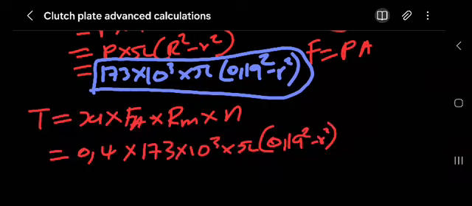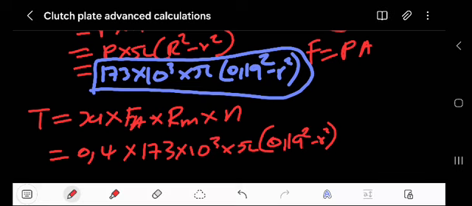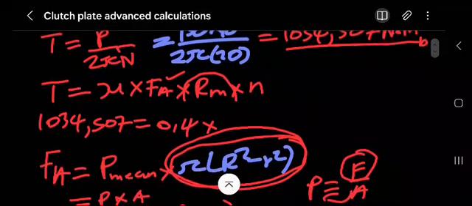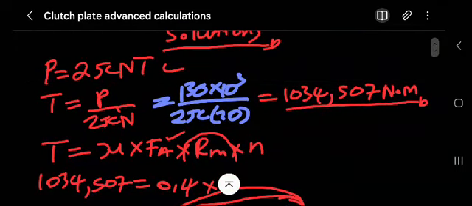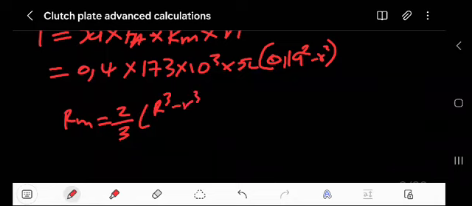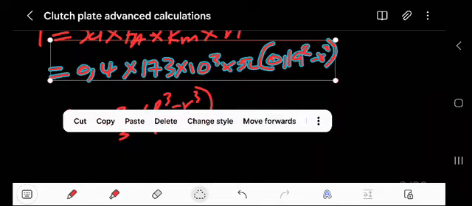What about Rm? We're supposed to use the formula for Rm. We said it's a uniform pressure, right? If it's a uniform pressure, our Rm will be equal to 2 over 3 into R cubed minus r cubed over R squared minus r squared. This is what we will have there. So let us just write it here.